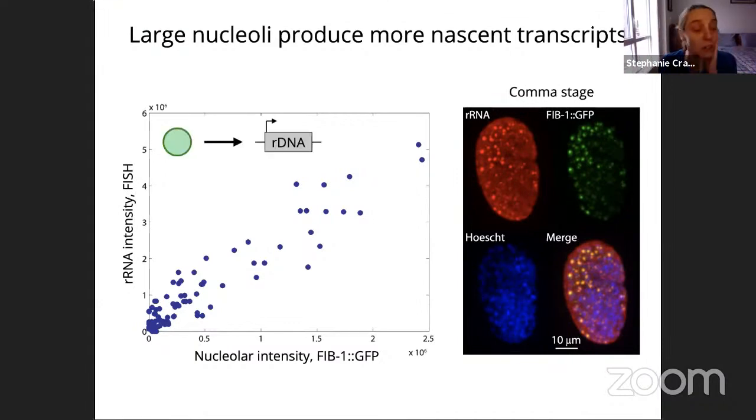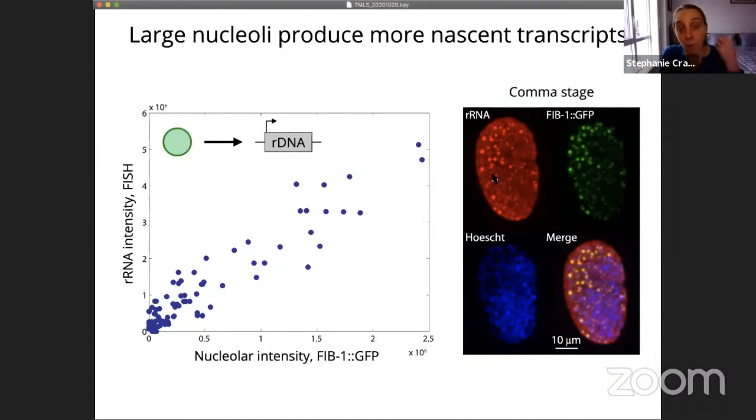So that's cool. But there's also the possibility that the presence of rRNA serves as a binding site to recruit more fibrillarin, which is an RNA binding protein. And so there is a potential for a bidirectional feedback loop. At the comma stage, the embryo is differentiating. It's definitely actively transcribing, and so it was a little bit hard to compare apples and oranges here.